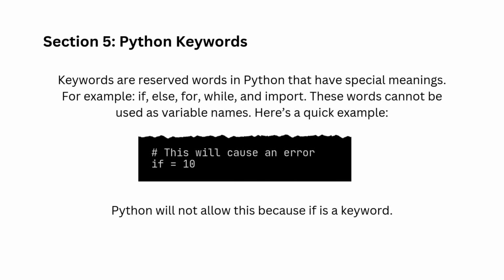Section 5. Python keywords. Keywords are reserved words in Python that have special meanings. For example, if, else, for, while, and import. These words cannot be used as variable names. Here's a quick example: if = 10. This will cause an error. Python will not allow this because if is a keyword.